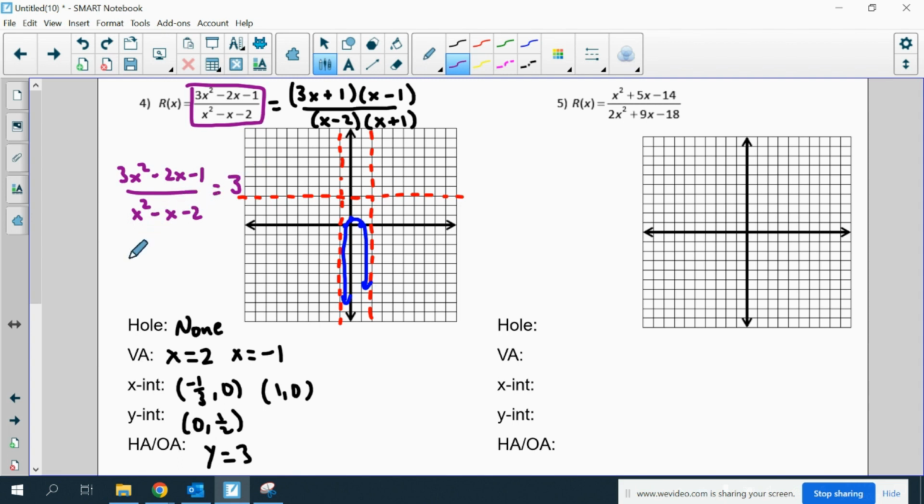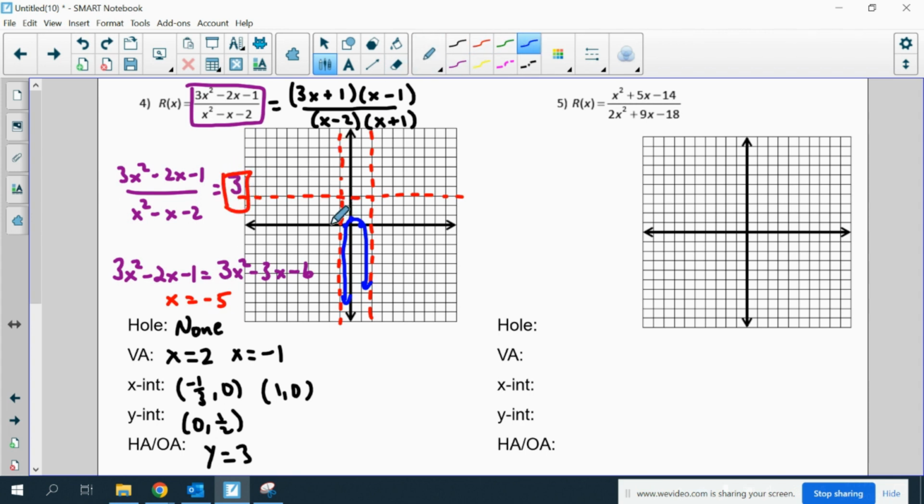Well, I'll multiply the x squared minus x minus 2 over. So I have 3x squared minus 2x minus 1 equals 3 times that whole thing, so 3x squared minus 3x minus 6. And then just solve this equation, which is pretty straightforward. The 3x squareds are going to cancel when I subtract things over. I'm going to add the 3x over, so 3x over to this side, that equals x. Then I'm going to add the -1 over, and I get x equals -5, y equals 3.